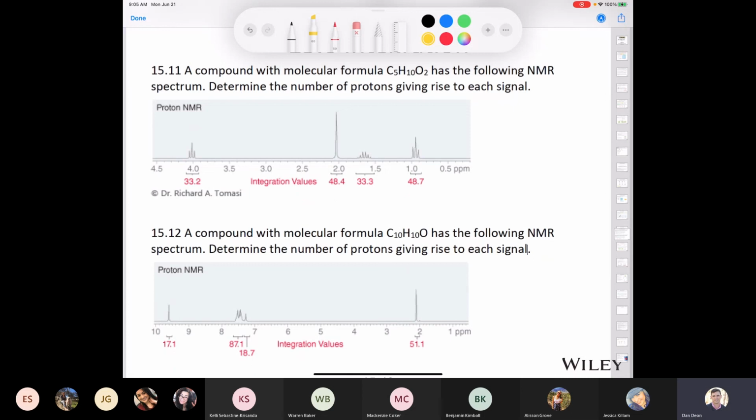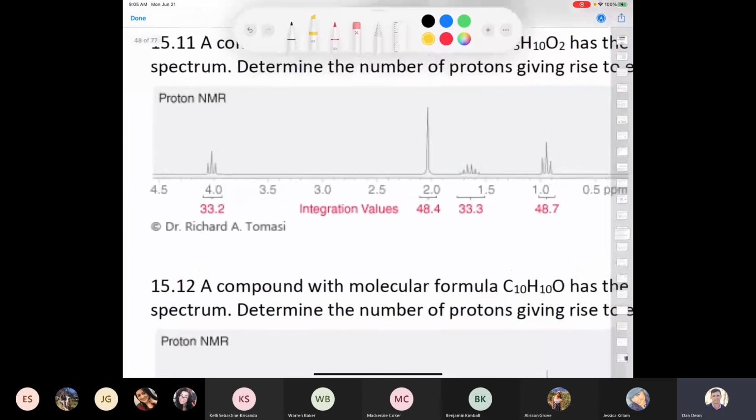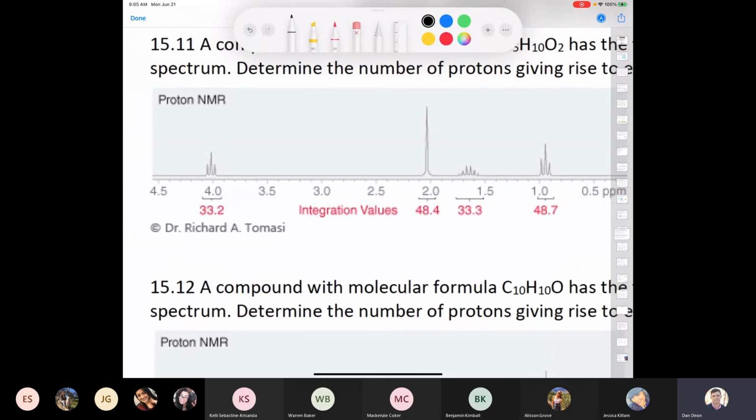Let's see here, 15.11. It says you've got a compound. Here's the molecular formula, C5H10O2. It's got the following NMR spectrum. Determine the number of protons giving rise to each signal. So we've got 4 signals in the compound. We know we've got a total of 10 protons. The smallest number here is 33.2. If I divide this by 33.2, then I get 1. If I divide this by 33.2, I get close enough to 1.